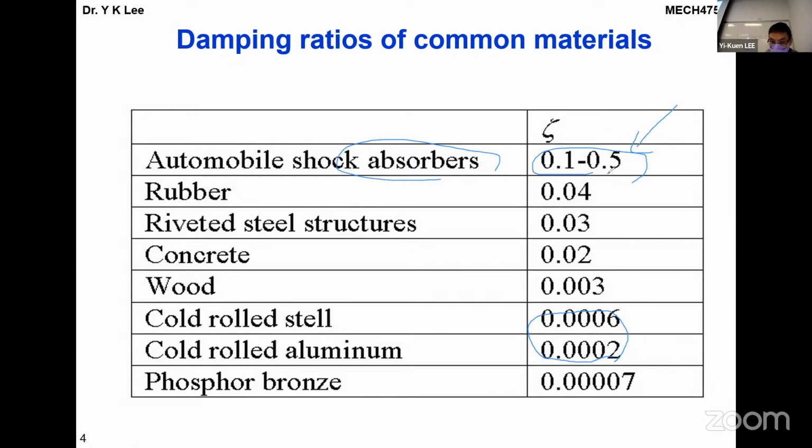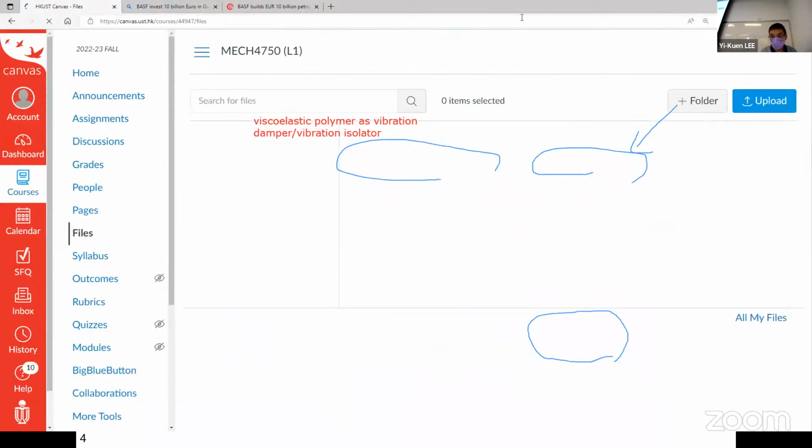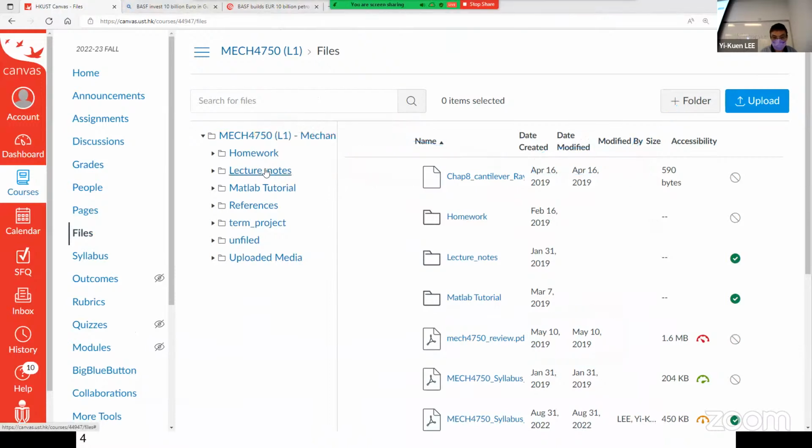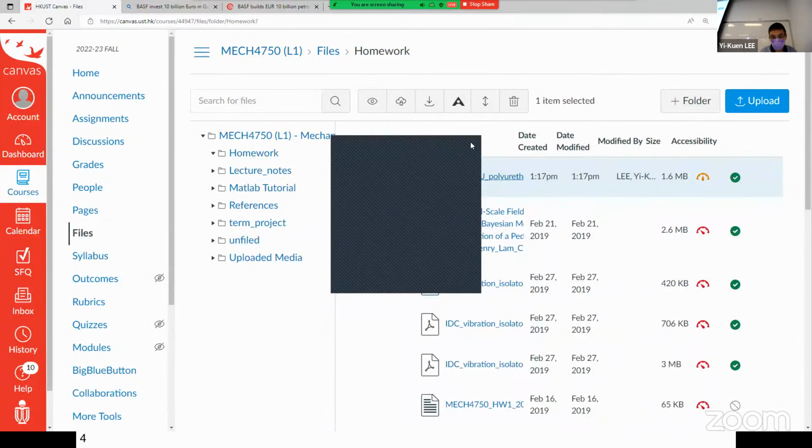Okay, so I just tell you that in this case it's critical to add this kind of viscoelastic polymer as a vibration damper or vibration isolator. So it depends on the technique, right? How you are going to add an additional component is important. Okay. Again, if you want to look at more, I do recommend you look at this company's summary about their product. Okay, so this is something useful.